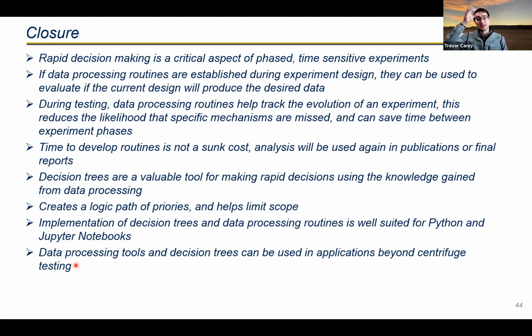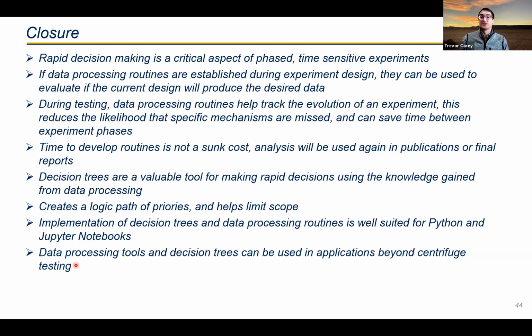Time to develop the routines is not a sunk cost. You're often going to use these materials that you develop in your publications. Decision trees are a valuable tool for making rapid decisions using the knowledge gained from the data processing techniques. This creates a logic path of priorities and helps limit the scope.